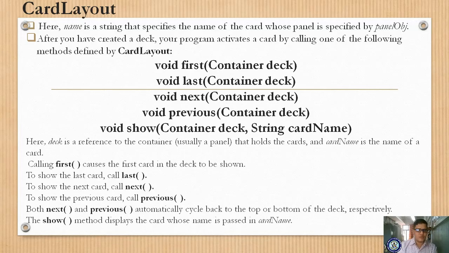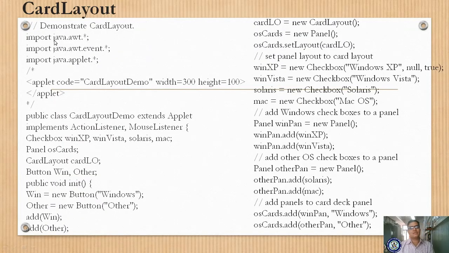Let us see: this show method displays the card whose name is passed in cardName. So if you are using the show method, you will come to know which deck or which card you are calling, based on the card name. To understand this concept, let us see this sample program. If you observe this sample program carefully, only then can you understand. Otherwise you cannot make head or tail of this topic.